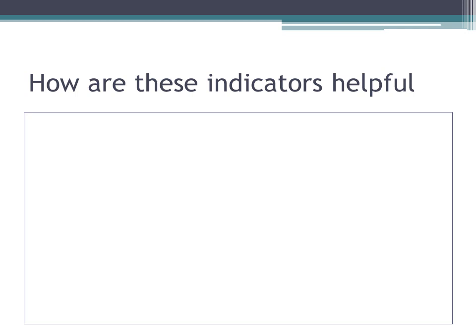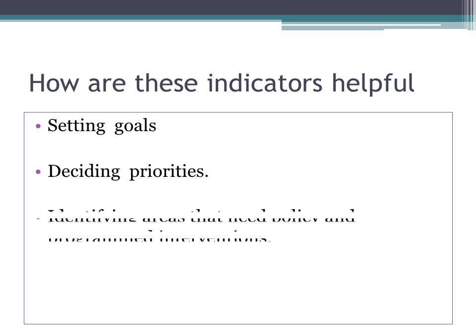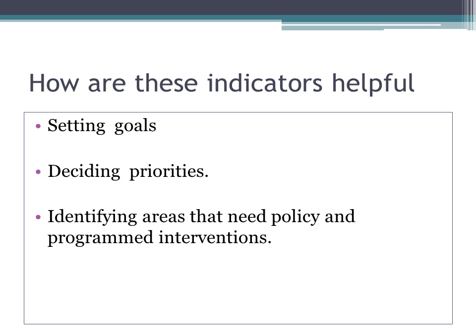Now, how are these demographic indicators helpful to us? First and foremost, they help us in setting our goals. Then, secondly, they help us in deciding priorities among the goals. And lastly, but not the least, these indicators help us in identifying the areas that need policy and program interventions.